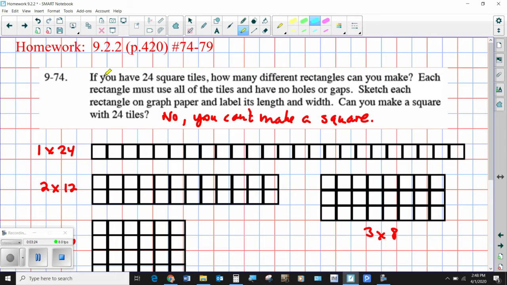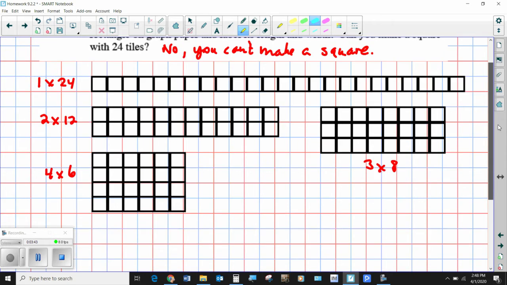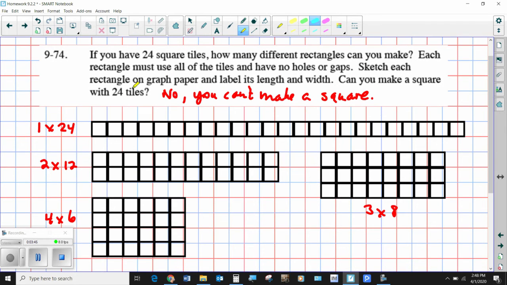All right, what is this about? If you have 24 square tiles, how many different rectangles can you make? I only focused on the ones that were going in this direction. This 1 by 24 could have also been stacked upright and been a 24 by 1, but I didn't include that. So you got 1 by 24, you got 2 by 12, you got 3 by 8, and you've got 4 by 6. That says, can you make a square out of it, out of 24 tiles? And the answer is no, absolutely not.